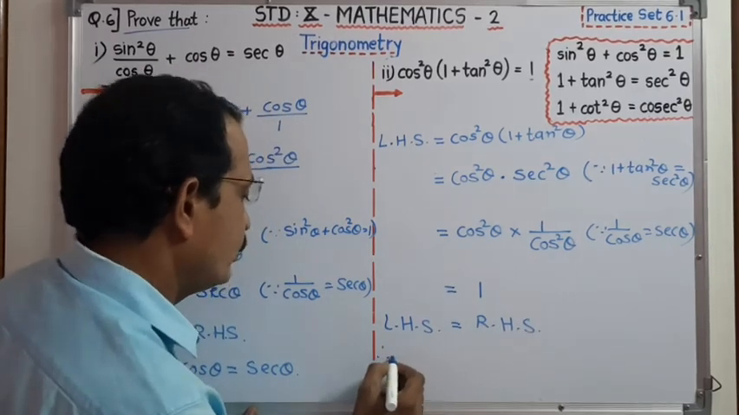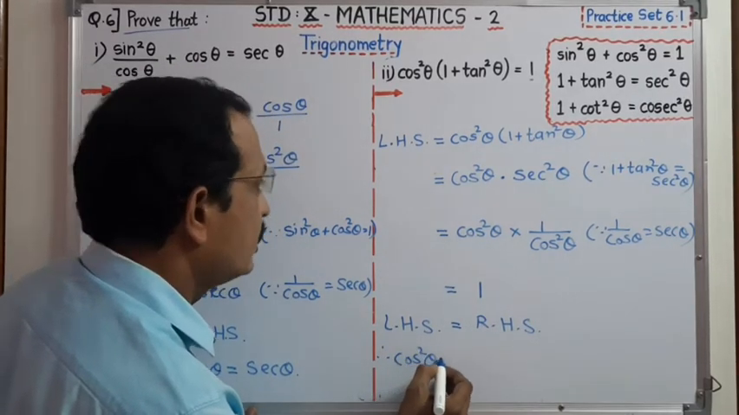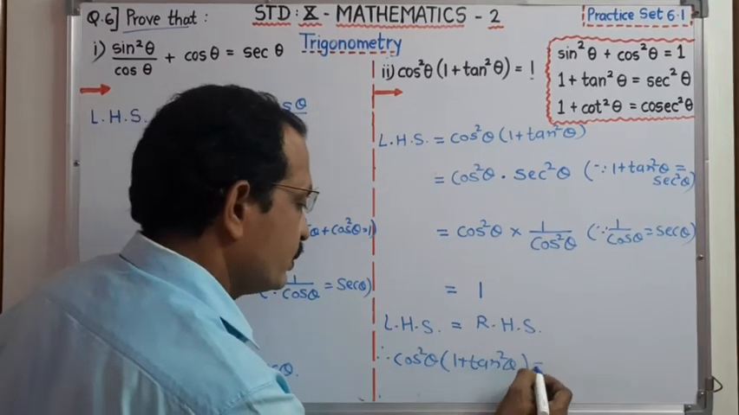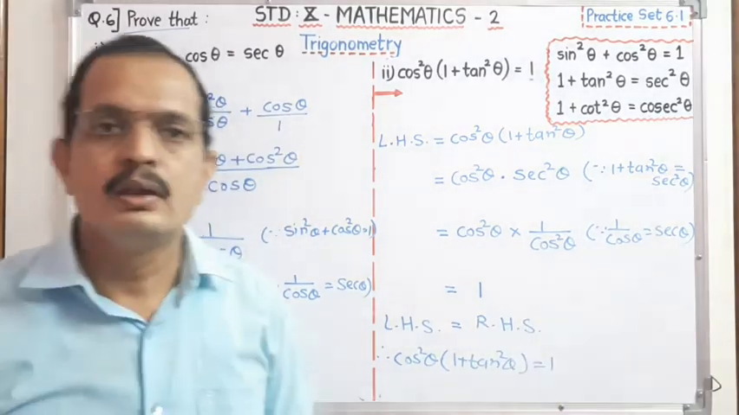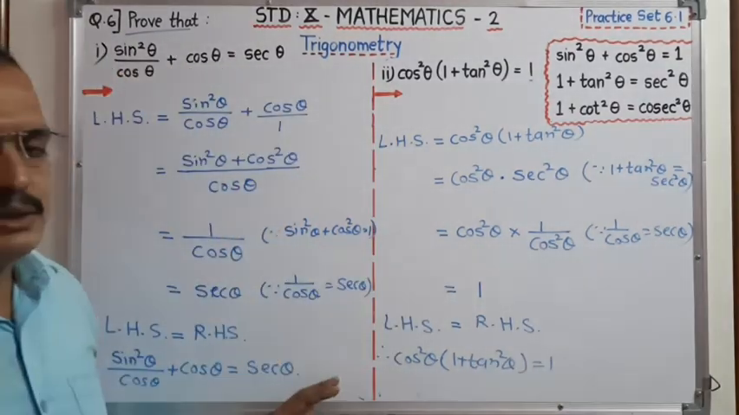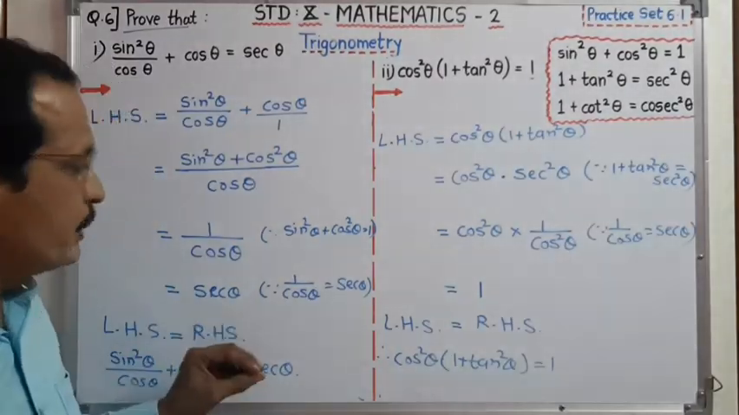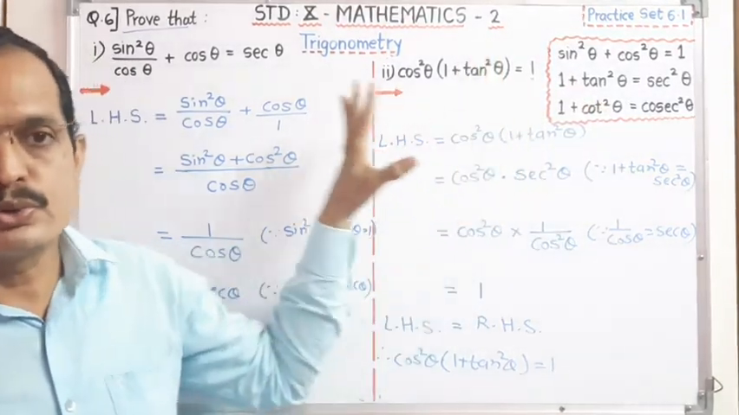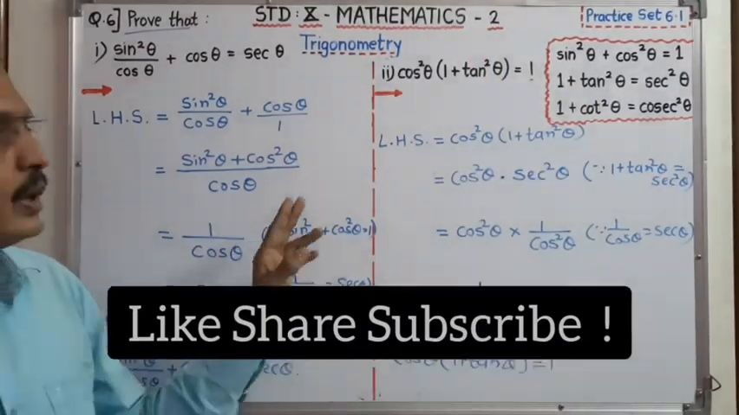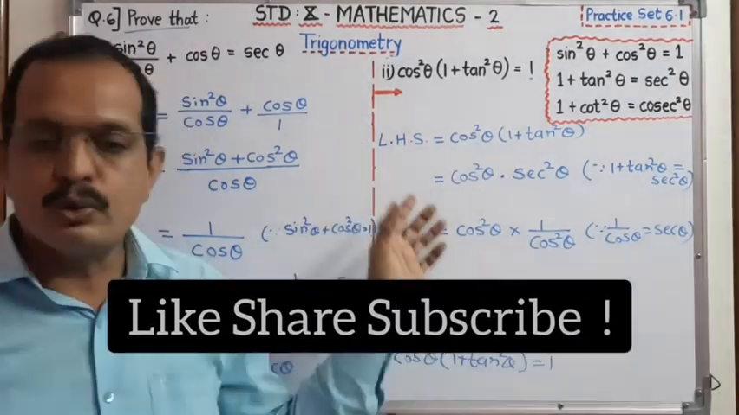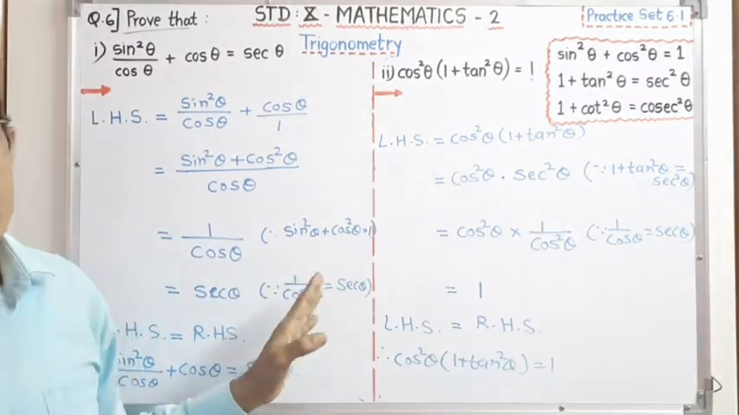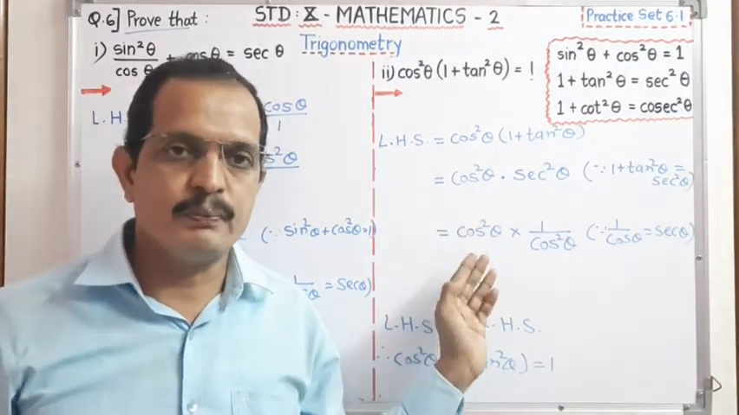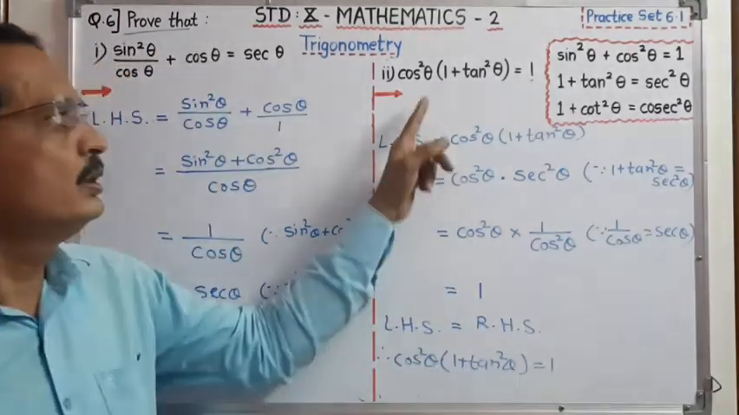And therefore, we can write here cos square theta into 1 plus tan square theta is equal to 1. Dear student, if you do the practice, then and only then you will be able to understand which identity we have to use for which sum. Therefore, it is important to do the practice. Then and only then you will be able to find out which identity we have to use in which step. Now dear student, we have to solve the third one.